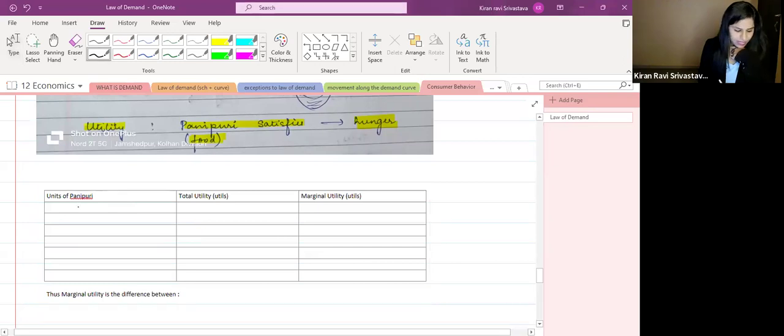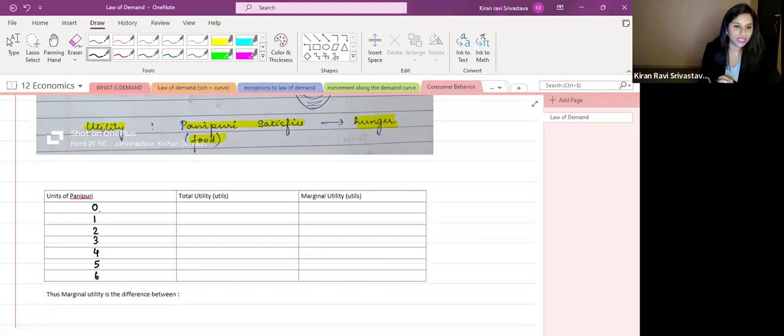So, okay, let's just put some figures here. 6 or 7. I'll take it as 6 because Bunty is rational, and he does not want to upset his stomach as well. But yes, he wants to maximize his total utility. So 0, 1, 2, 3, 4, 5, 6. We have taken 0 also because 0 is also considered in economics.